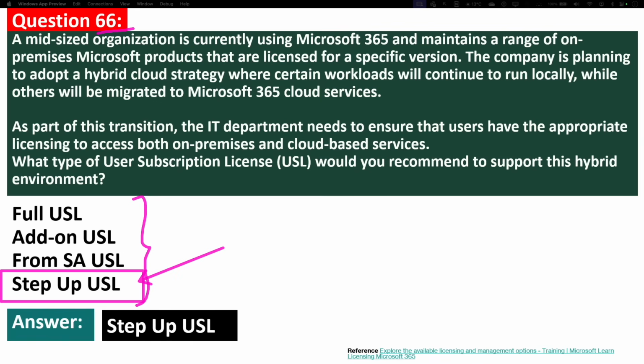Some of the benefits of Step Up USL include cost efficiency, flexibility, simplified licensing, and access to more features. Let's look at a common use case. A company starts with Microsoft 365 Business Standard and later upgrades some users to Microsoft 365 E3 or E5 as their roles require more security or analytics tools.